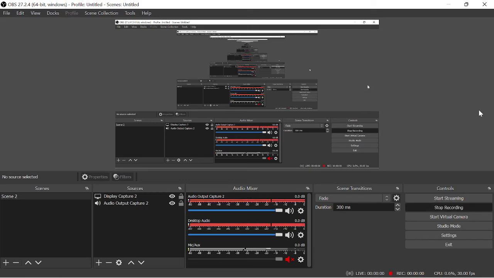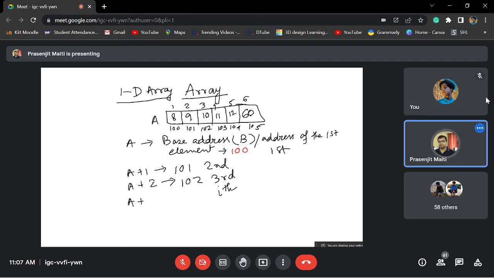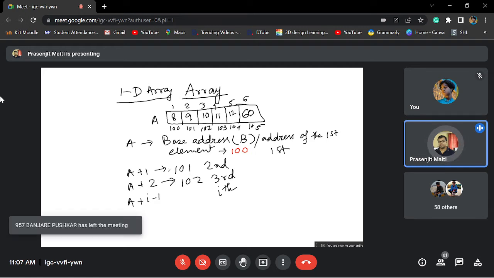Is a plus 2. So we can write the ith element address is a plus I minus 1, because the third element address is a plus 2, the second element address is a plus 1, so 1 less than that position. So the ith element address is a plus I minus 1. It is the address of the ith element.